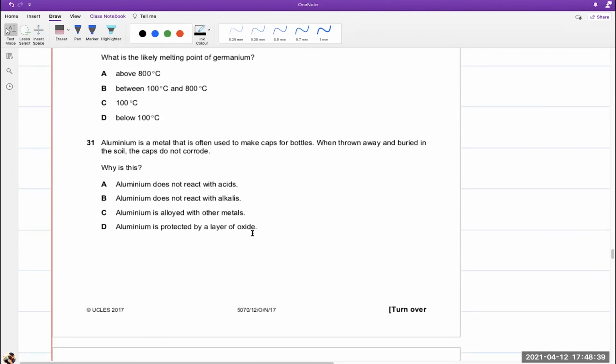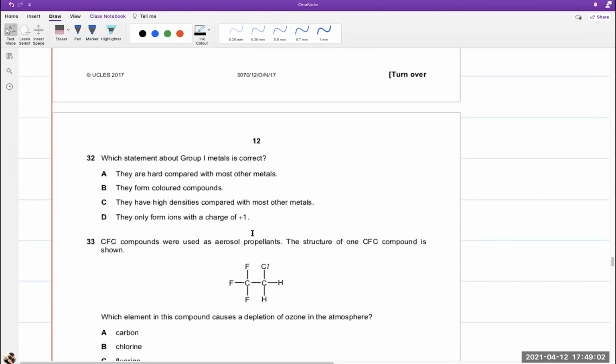Aluminium is a metal that is often used to make caps for bottles. ठीक है. When thrown away and buried in the soil, the caps do not corrode. Basically, सवाल क्या कर रहा है वो कि aluminium unreactive क्यों है भाई? The aluminium is unreactive because it has a layer of oxide on it. वो caps में हो या वो किसी और चीज में हो, it has a layer of oxide on it. So D is the answer.